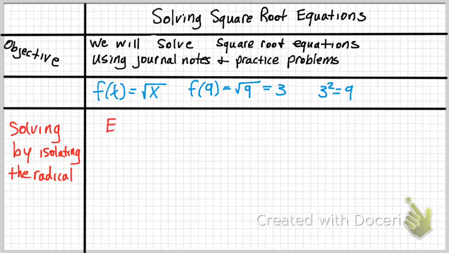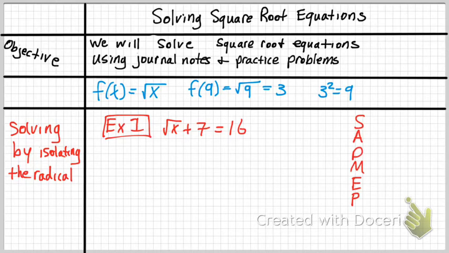So if we look at example 1 here, I'm going to work square root of x plus 7 is equal to 16. And the question is, where does a radical fall in our normal step-by-step process of solving? Well, remember that we have SADMAP. And a good way to remember where the square root falls in SADMAP is the fact that the square root of x is the same thing as saying x to the 1/2 power.